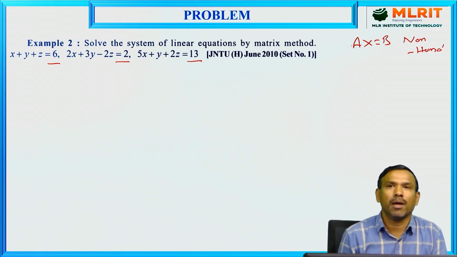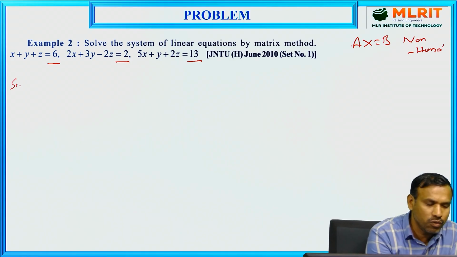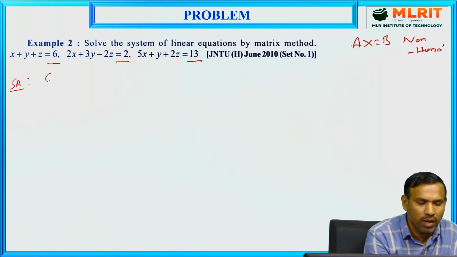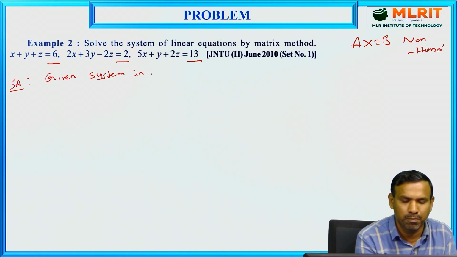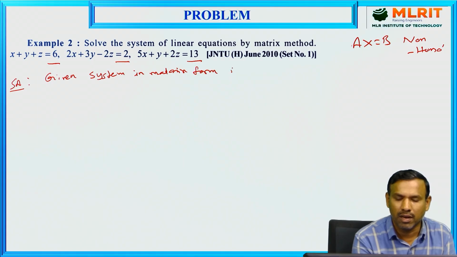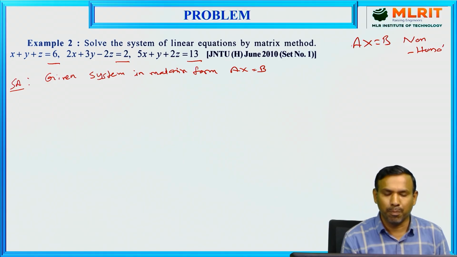Then, how the solution exists depends on the rank of A and the rank of the augmented matrix A by B. Both we will find. First of all, to find the rank, we should convert the given system to matrix form. Let us start the solution. The given system in matrix form: since it is non-homogeneous, it is always Ax is equal to B.